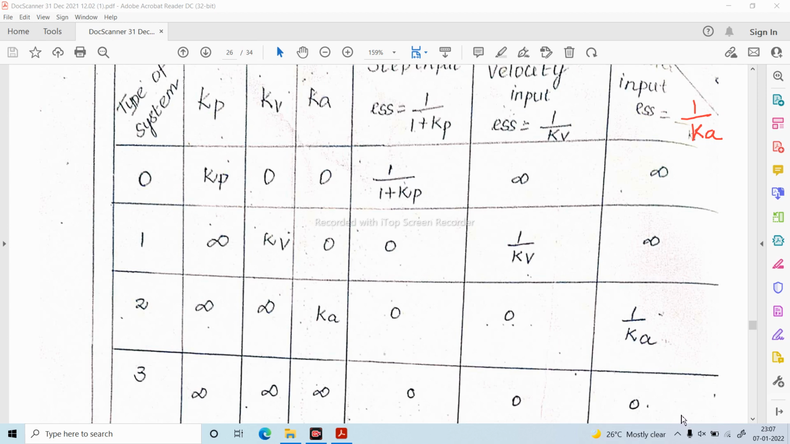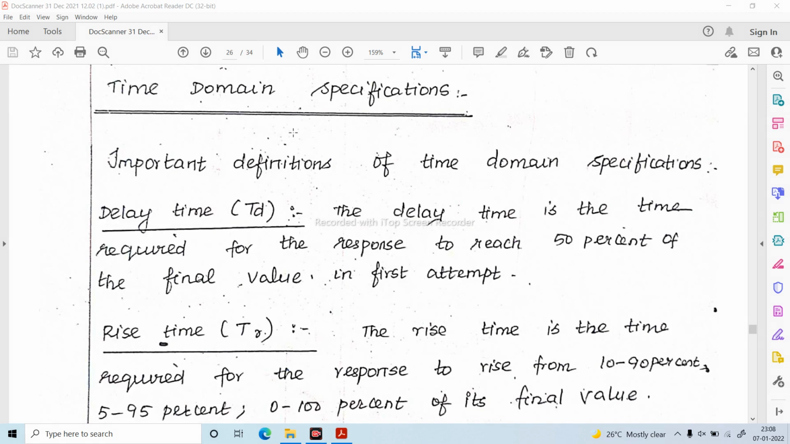and the different error constants like Kp, Kv as well as Ka. Next, the last topic, that is the time domain specification. It's the important one in the second order transfer function. And first of all, I am going to explain the important definitions of the time domain specification.